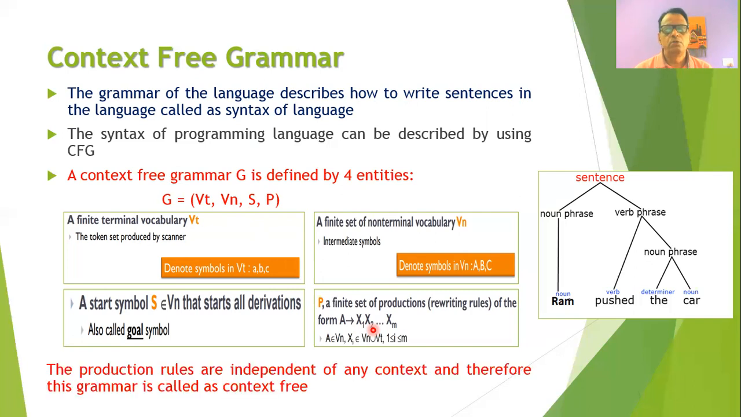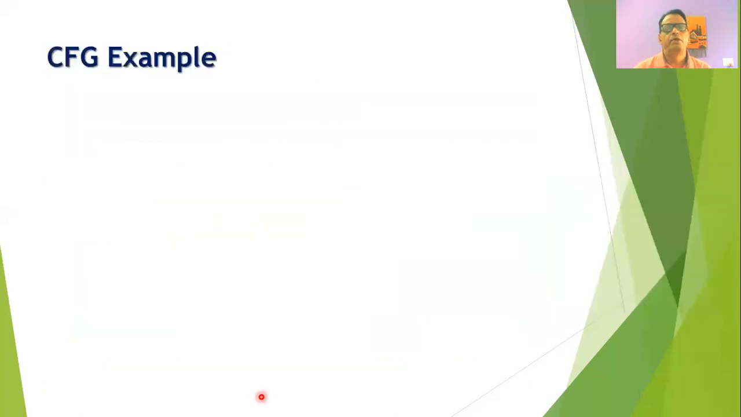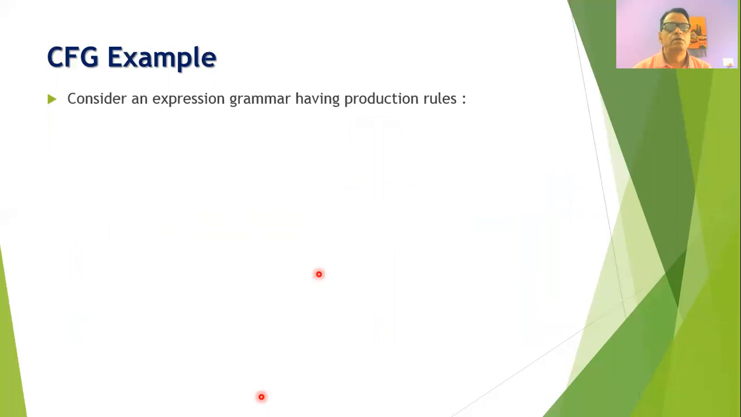The production rules that are used in the grammar are independent of any context, and they can be used to write the grammar of any programming language. And therefore, this grammar is called a context-free grammar. So now let us go for understanding the context-free grammar along with some examples.